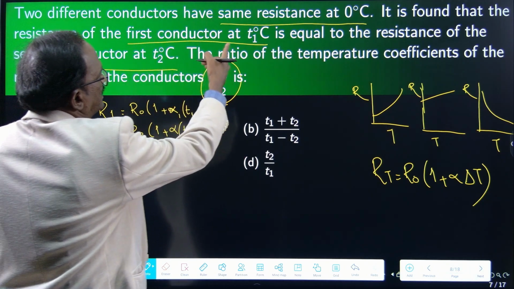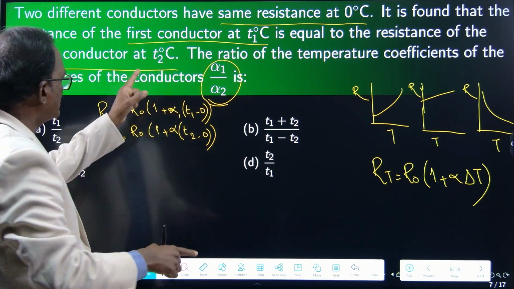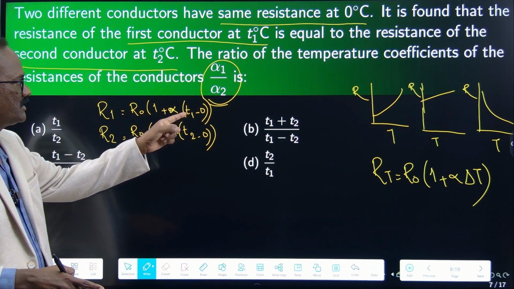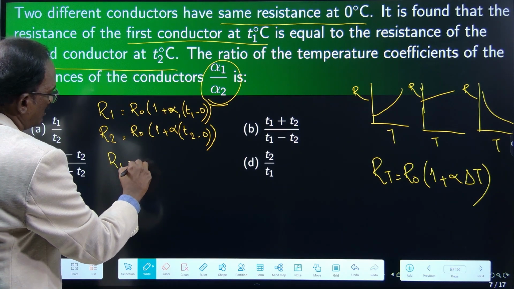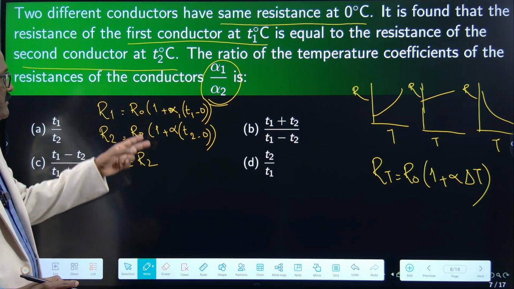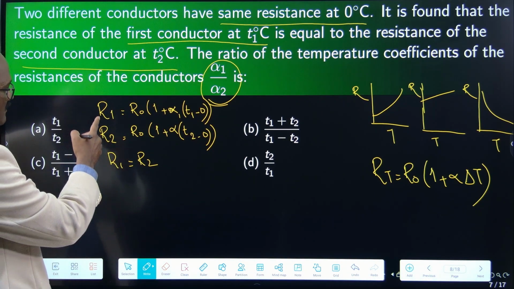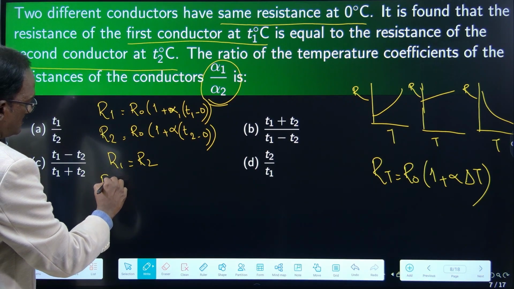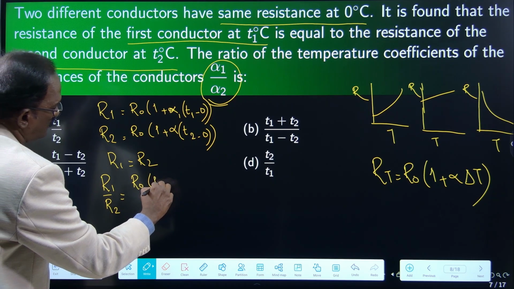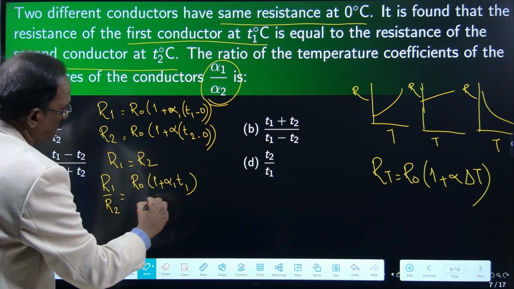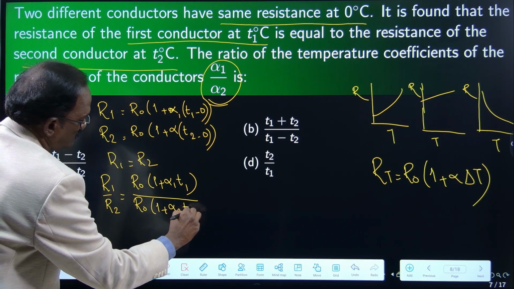R1 and R2 are equal when the temperatures are T1 and T2. The resistance of the first conductor at T1 degrees Celsius is R1. The resistance of the second conductor at T2 degrees Celsius is R2. Then we can make R1 equal to R2. If we equate these two expressions, we will get one of the answers given in the options. First, let us remove R0. R1 by R2 is equal to R0 of 1 plus alpha 1 T1 divided by R0 of 1 plus alpha 2 T2.